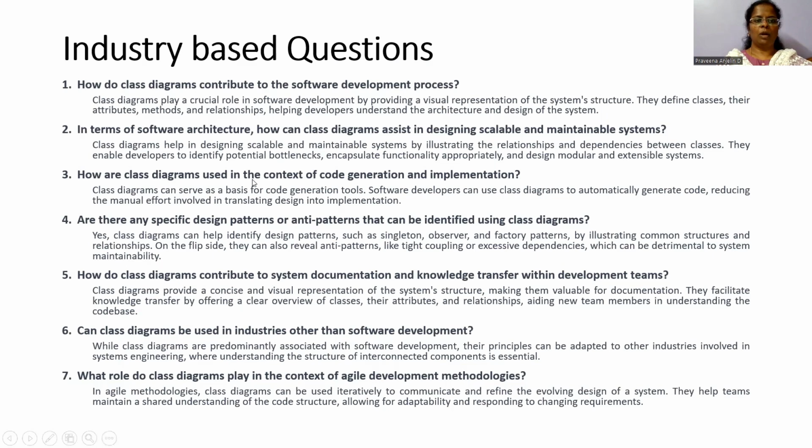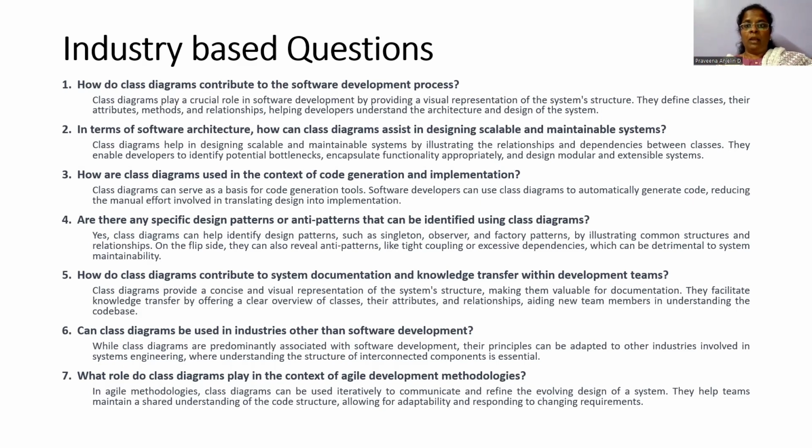And the next one is, how are class diagrams used in the context of code generation and implementation? Class diagrams can serve as a basis for code generation tools, which are used to generate code. Software developers can use class diagrams to automatically generate code, reducing the manual effort involved in translating design to implementation. See, as I said before, once we want to develop a system, first we have to develop a model, right? That model we have to convert into code for implementation.